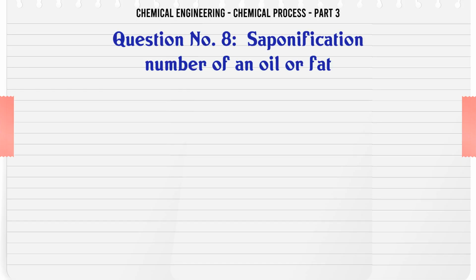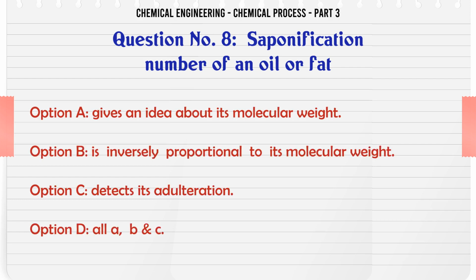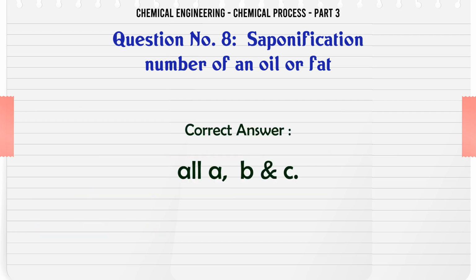Saponification number of an oil or fat: A. gives an idea about its molecular weight, B. is inversely proportional to its molecular weight, C. detects its adulteration, D. All A, B, C. The correct answer is all A, B, C.